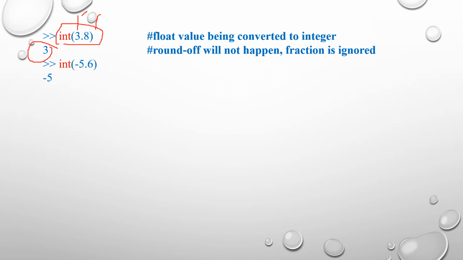Rounding off will not happen. The fraction is ignored. So here 0.8 is the fraction value. The interpreter will ignore the 0.8 value and print 3. So let's consider one more example. Int of minus 5.8. Here the interpreter will give minus 5. So minus 5 is the integer and 0.8 is the fraction. The interpreter will ignore the fraction.